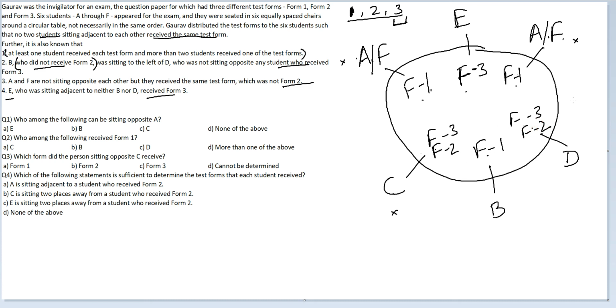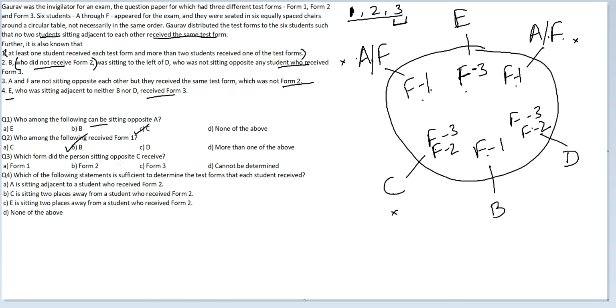Okay, we have got our entire piece of information, everything we have captured. Let's go to the questions. Who among the following can be sitting opposite to A? Potential people sitting opposite to A are D and C. The option only has C, therefore C is option C. C is the answer. Who among the following received form 1? Form 1 people are guaranteed A, F and B. So B is mentioned. So option B.